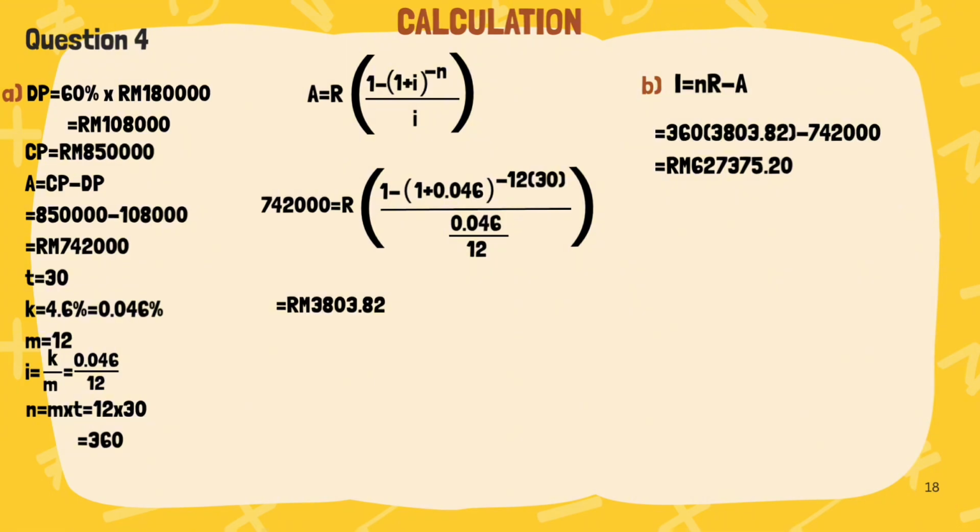minus bracket 1 plus I bracket to the power of negative n, divided by I bracket, and the final answer will be 3803.82 ringgit. After that, I will solve question 4b, in which I will substitute all the terms into the annuity formula, which is I equals N R minus A, and the final answer will be 627,375.20 ringgit.